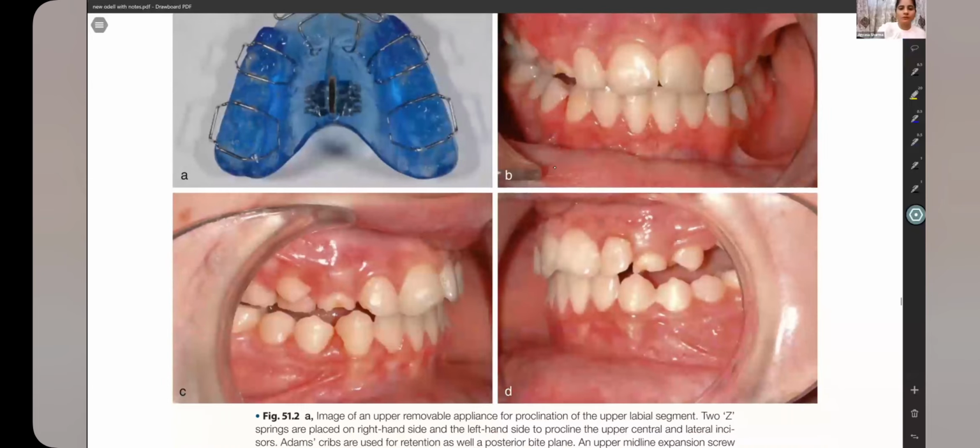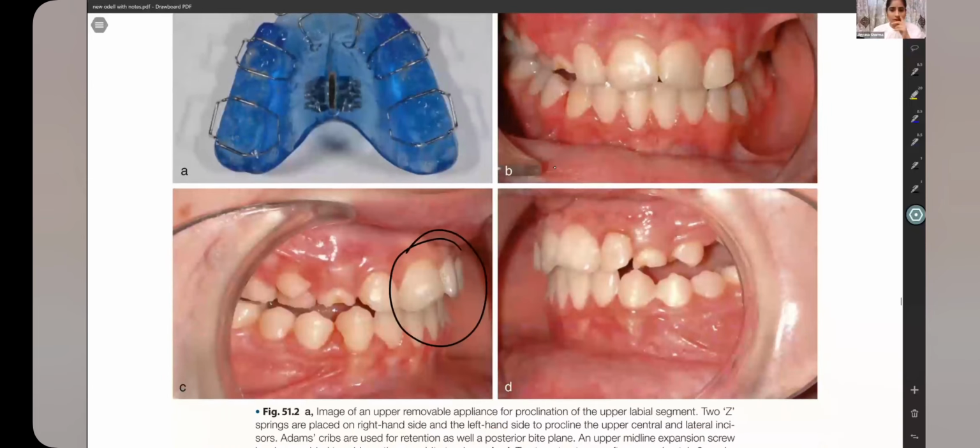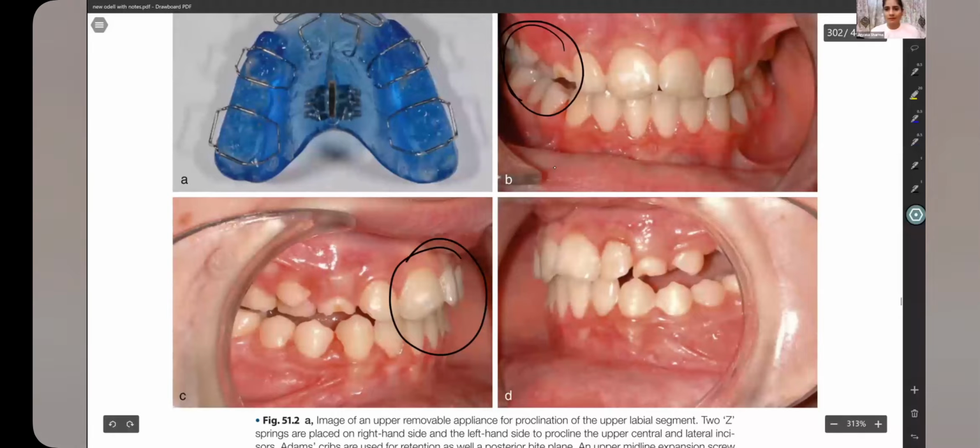This is the appliance design, and these are the pictures after regaining the overjet and pushing the teeth forward. You can see that you have a positive overjet now, and upon centric biting, the patient is able to achieve maximal intercuspation also.